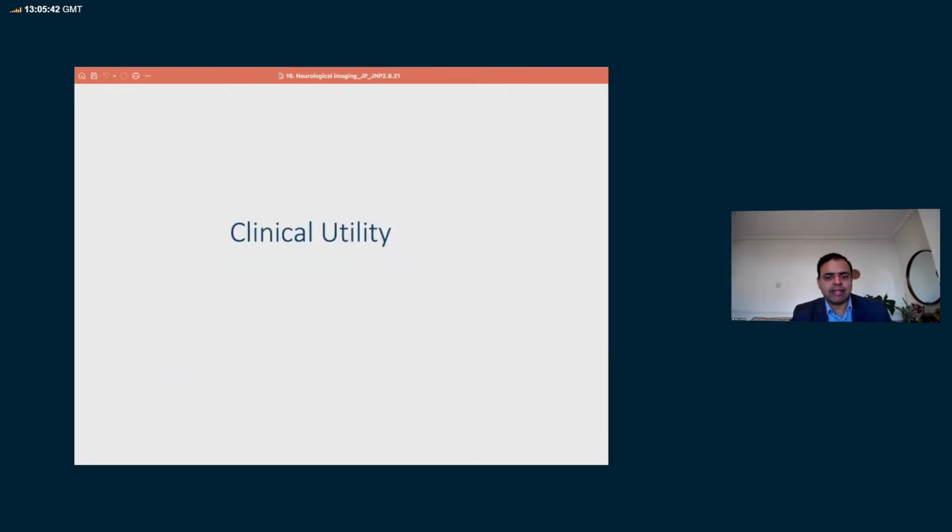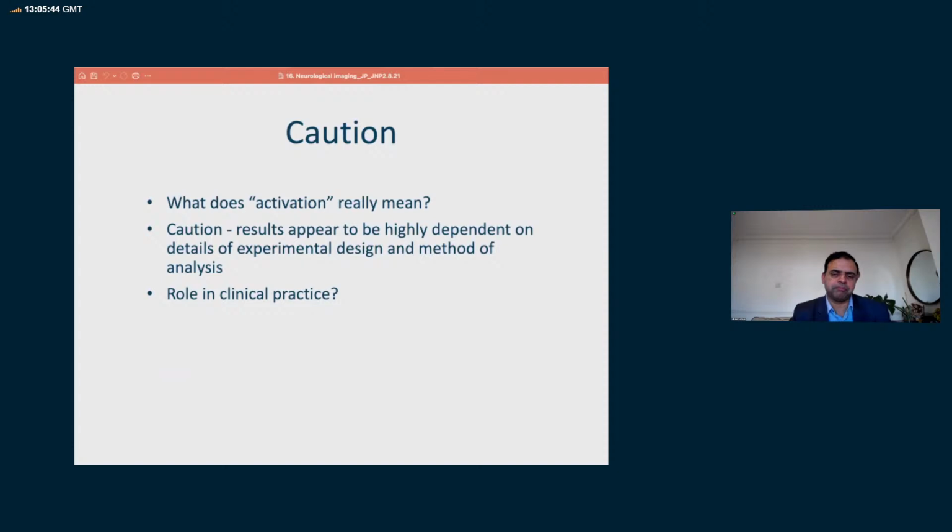Now we move on to the clinical utility, which is the third part of this presentation. And this is where there is still work that's required, because we don't fully understand the relationship between what we see and what happens in health, and particularly in disease. Because these changes are representing changes in neuronal activation or activity, and we see patterns of activation and deactivation, but really we don't entirely know what this means. And also the studies are highly dependent on the details of the paradigm that's been used, the design of the study, and most importantly, the method of analysis and the statistics that have been used.